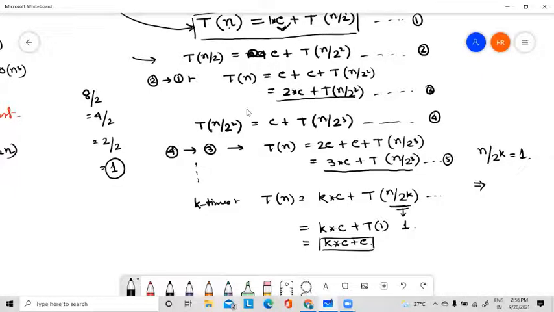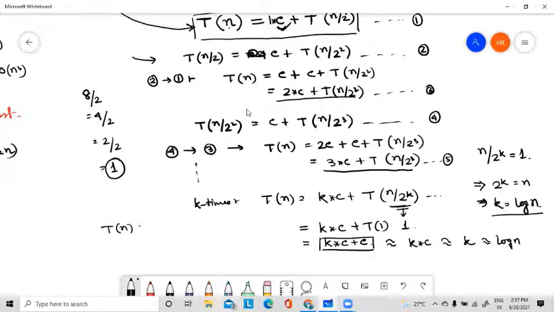Now from this, we have to calculate the value of k. So n by 2 to the power k equal to 1. It means 2 to the power k equal to n. It means k equal to log of n. Clear? I have already told that in big O notation there will be no constant term. We have to remove the constant term. So from this we can say this is equal to k into c, then again we can say it is equal to only k. So what is the value of k? The value of k is log n. Correct? So what is the time complexity? T of n is equal to order of log n.